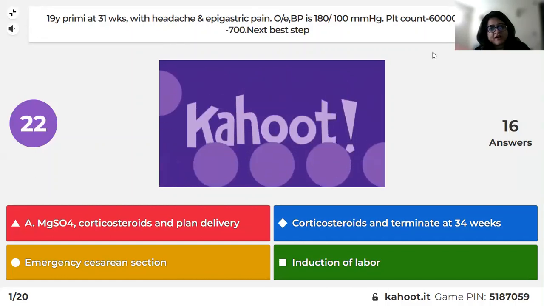Always in the exam it's asked, the next best step. There may be 2 or 3 options which are very similar, but always choose the best step. You may not be wrong, another option may be very close, but you're always asked the best step.